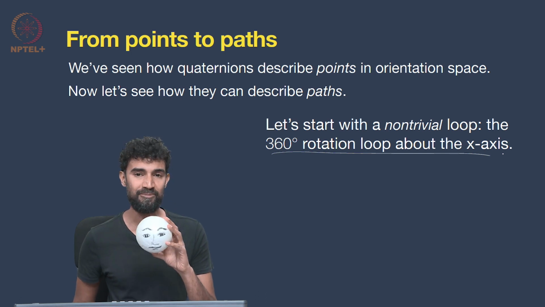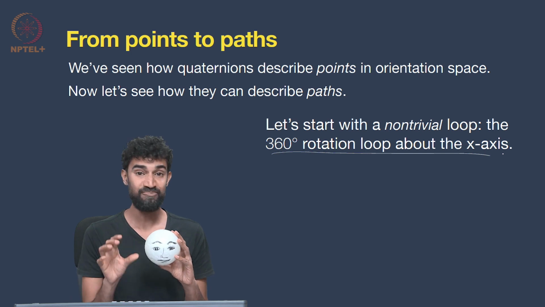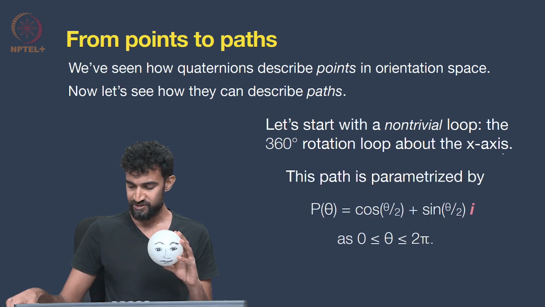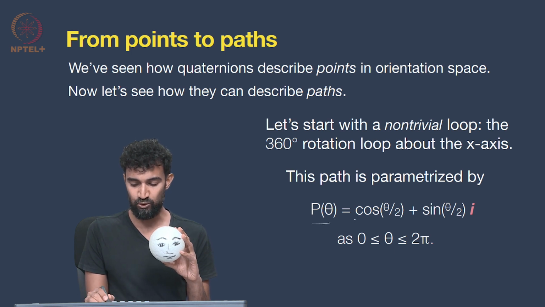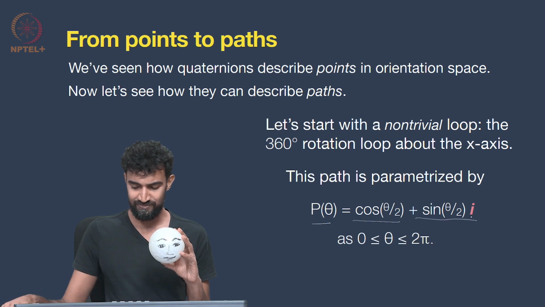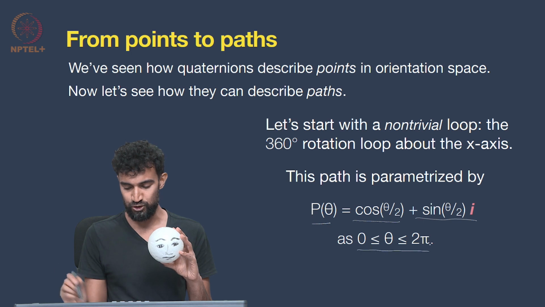So how do we parameterize this using quaternions? Well, we can write a simple formula. So this path is parameterized by p of theta equals cosine of theta over 2 plus sine of theta over 2 i, as theta ranges from 0 to 2 pi.